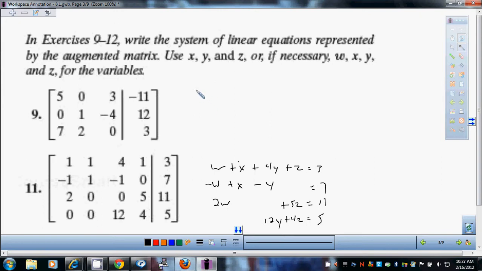And number 9, I'm just going to write it in shorthand to save time. I'm not going to leave the blanks or anything.